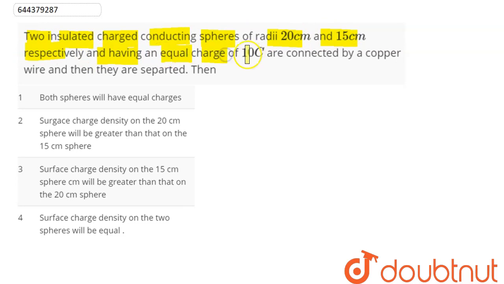Question: two insulated charged conducting spheres of radii 20 cm and 15 cm respectively, having an equal charge of 10 coulomb, are connected by a copper wire and then they are separated. Then which of the following options is correct?